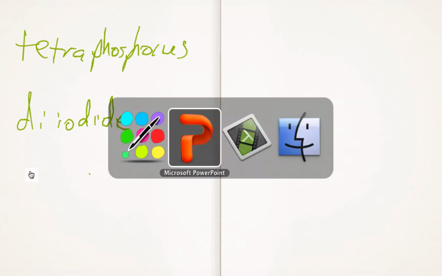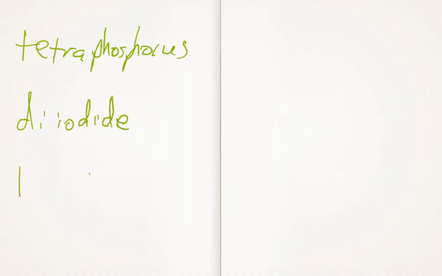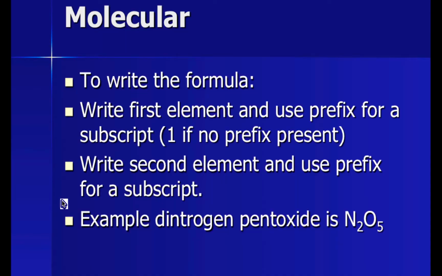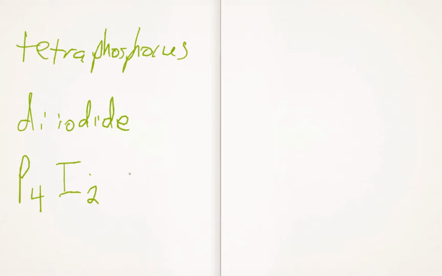Let's look back at the steps. Write the first element and use a prefix for a subscript, tetraphosphorus. P is phosphorus, 4. Write the second element and use a prefix for a subscript. I is iodide, 2. P4I2. That's all you do. Listen to what it is, write it down.